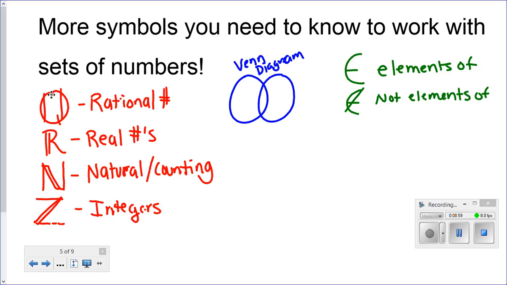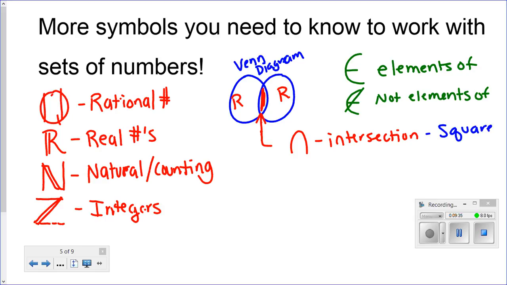So if we have a Venn diagram that looks like this one right here, this is called the intersection. When we look at intersection, we are going to be looking at a form of an upside down U. This means intersection. And it means it is a solution of both sets. So if we were talking about a rectangle and a rhombus, what would our intersection be? Our intersection would be squares, because squares are considered to be both rectangles and a rhombus.